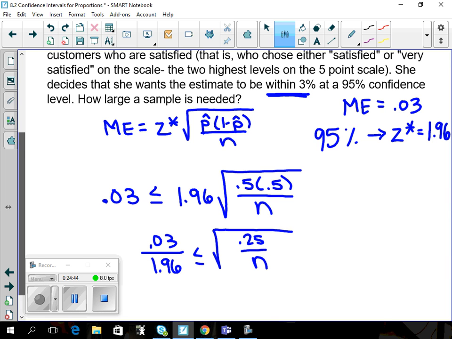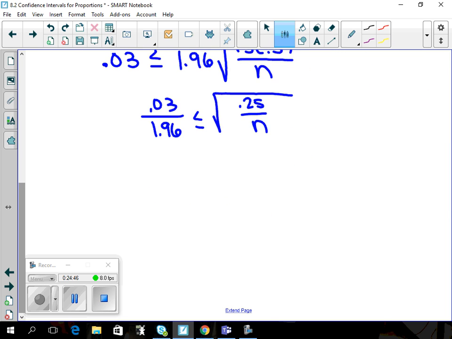Okay. Algebraically, what do I do next? Square both sides. Okay, so far, algebraically. Questions? What do I do next? Multiply by n and divide by.